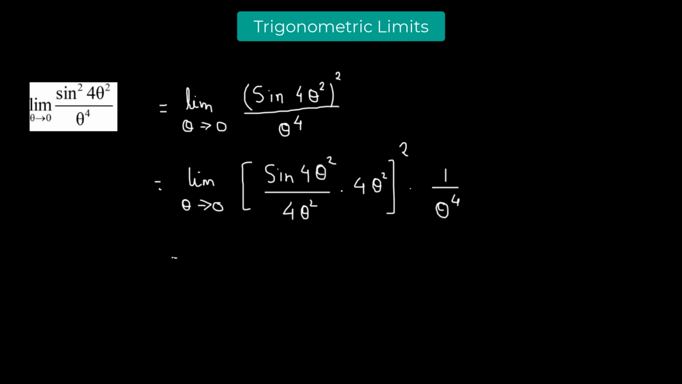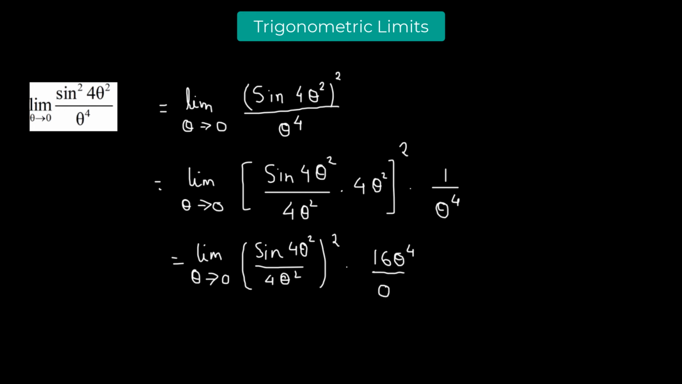So this will be equal to limit theta going to 0 of sine of 4 theta squared over 4 theta squared, whole squared, times 4 theta squared whole squared, so that will be 16 theta raised to the power of 4 divided by theta raised to the power of 4. So theta raised to the power of 4 is common to both the numerator and the denominator. That gets cancelled out, leaving us with 16.